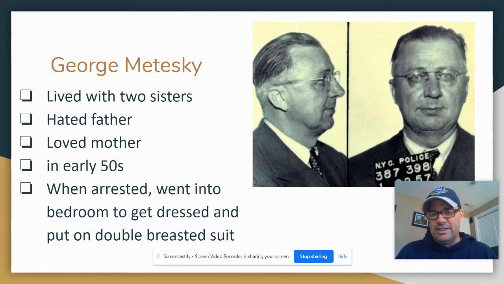And this was actually who the guy was. This was Jordan Metesky. He was the Mad Bomber. He lived with his two sisters. Okay, so that's pretty crazy. He did hate his father. Loved his mother. He was in his early 50s. The psychiatrist figured that because he was using bombing, it was most likely that he was maybe from Eastern Europe. And when he was arrested, he actually went back to his bedroom, got dressed, and came back out wearing a double-breasted suit. You can see him wearing the suit right there.